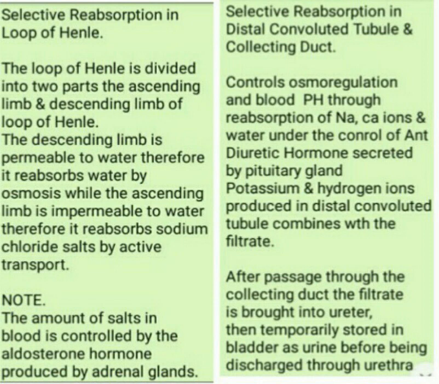The descending limb is highly permeable to water and therefore it ensures maximum reabsorption of water, while the ascending limb is impermeable to water. Therefore, it is involved in reabsorption of salt minerals, specifically the sodium chloride. The main function of the loop of Henle is reabsorption of water, that is, conservation of water in the body.